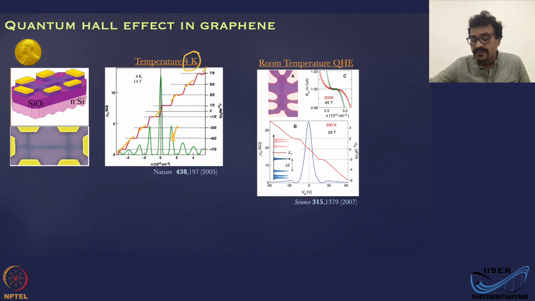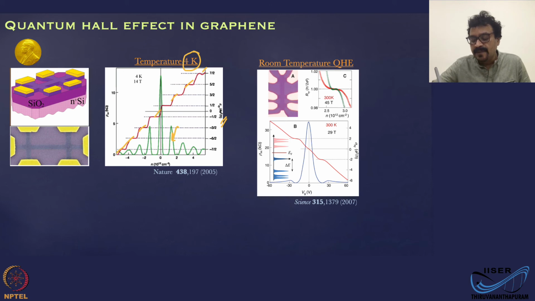Now, this red colored trace represents the Hall resistance, and that also shows step-like feature and is quantized. If you look carefully, the unit here is 4 e square by h, instead of e square by h.